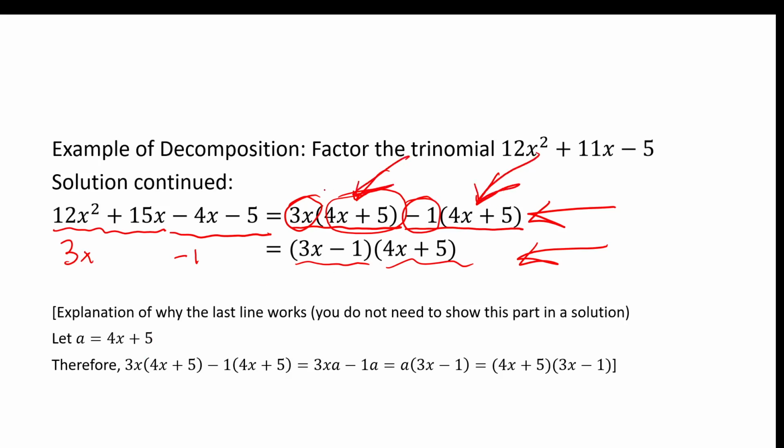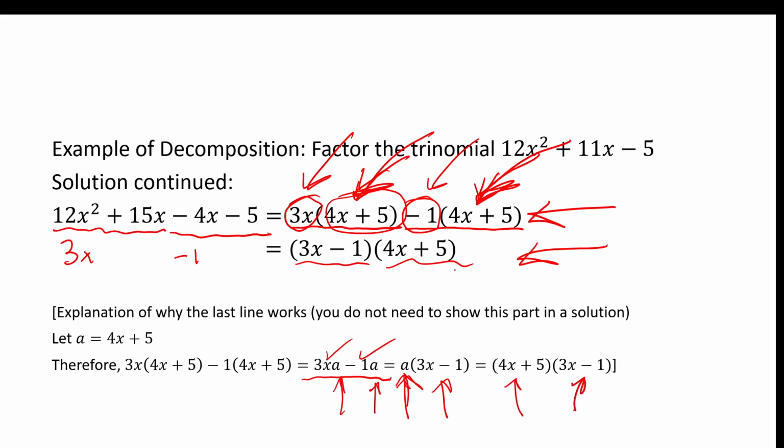Well, if that was the case, then we'd be able to rewrite that expression as 3x times a minus 1 times a. And so we would write it as 3xa minus 1a. Well, we could then certainly common factor out the a. We could do that, and then we would be left with 3x minus 1, as we see here. And then we could sub back in for the a. Since the a was in our example equal to 4x plus 5, we would put the 4x plus 5 back in for the a, and we'd still have the 3x minus 1. And so we'd end up with the answer given.